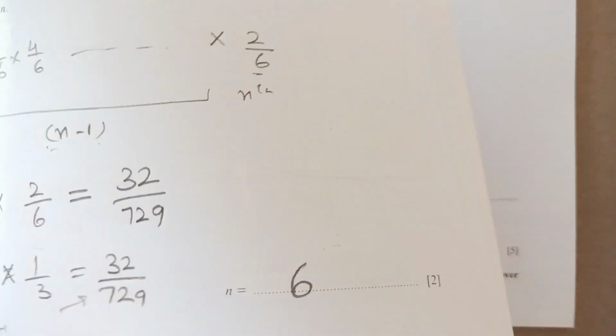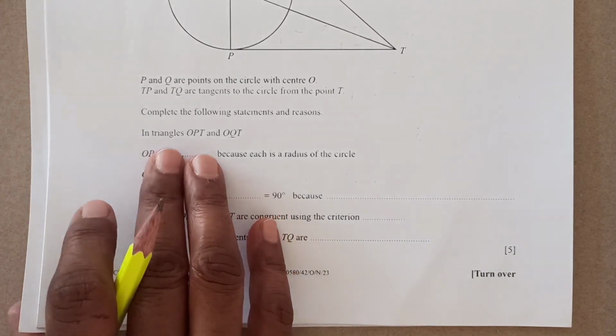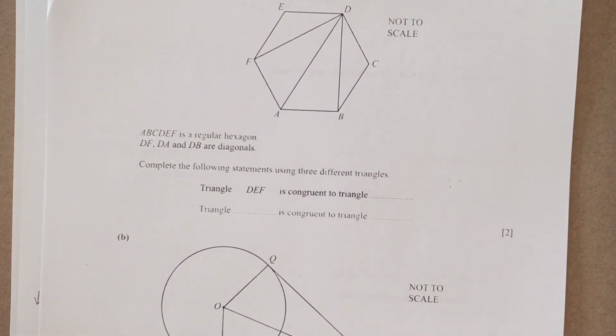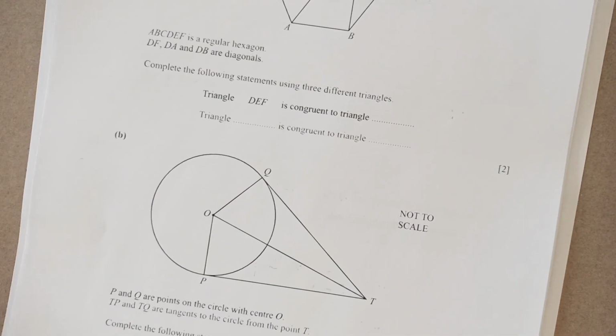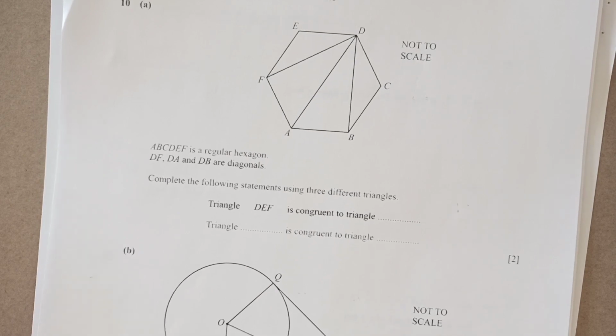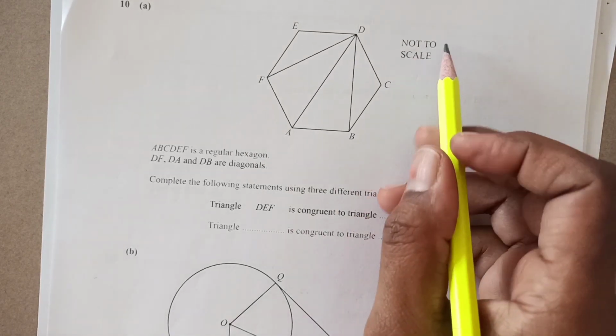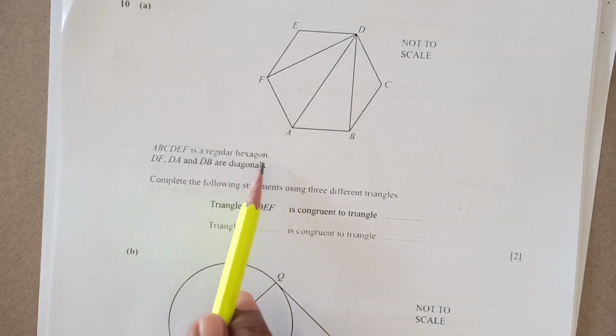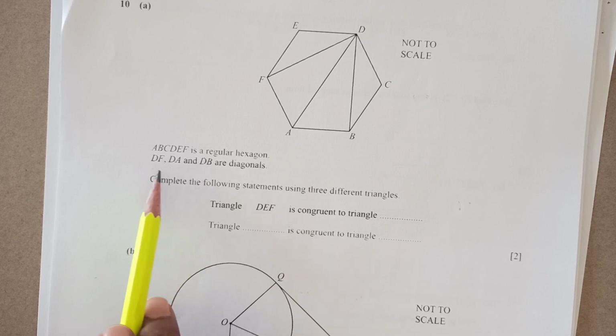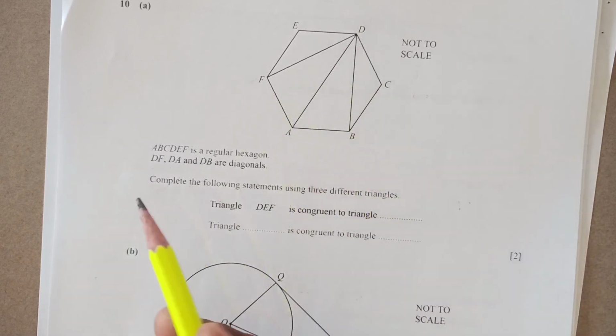So let's see the next question. This is question 9. Now we have question number 10 here. We have the diagram here. A, B, C, D, E, F is a regular hexagon. This is not to scale, so we can't measure anything here. Regular hexagon, DF, DA, DB are diagonals. These are the diagonals here.